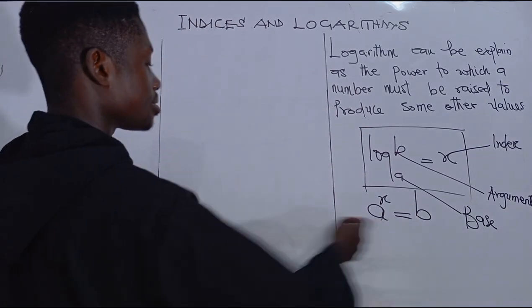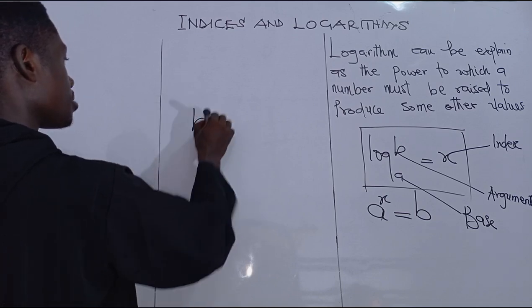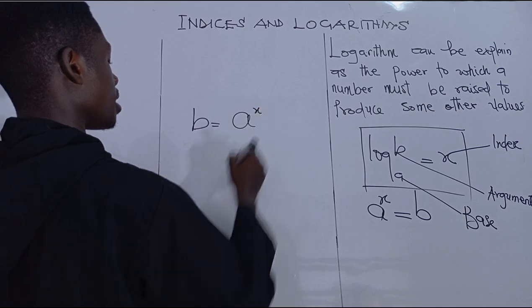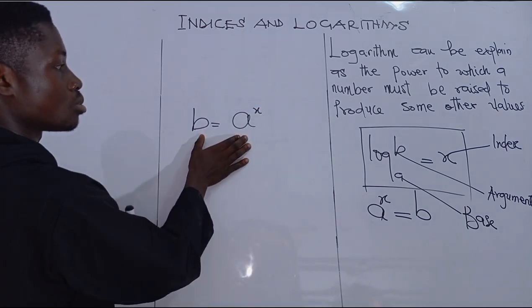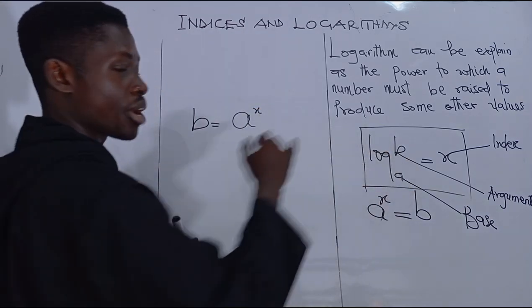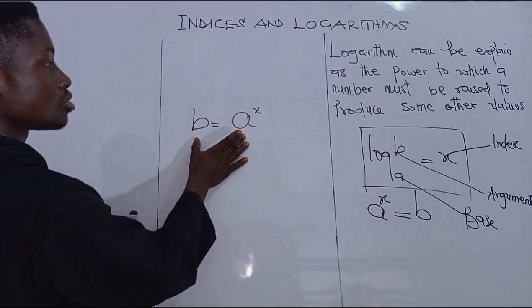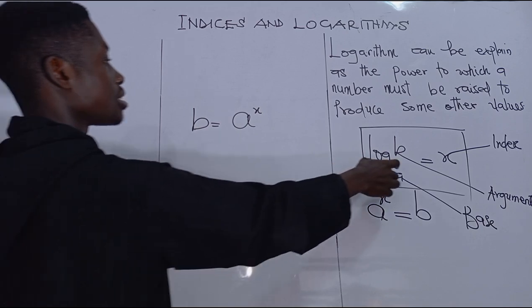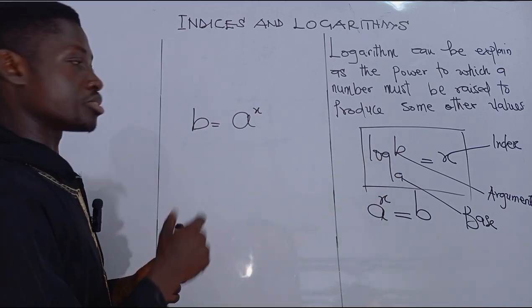Now let's look at something. So we said that b is equal to what? a raised to the power x. And this is the exponential form of this logarithm form. Now if we want to write this in a logarithm form, or we want to go back to the logarithm form, this is what we must do.